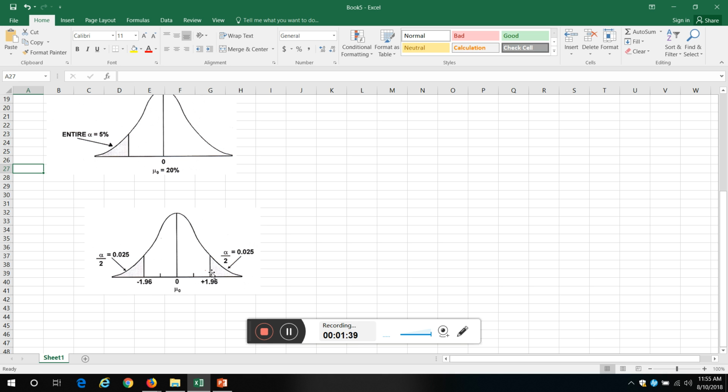So I run the statistic. If it falls in here, I reject the null. If it falls in here, I reject the null. If it falls in here, I fail to reject the null hypothesis. And that's it for hypothesis testing.